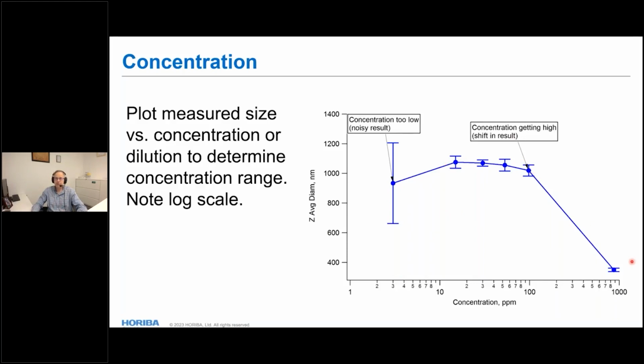And you'll see the results shift as your concentration gets too high. Notice I'm using a log scale here. And so one of the nice things about dynamic light scattering is that we can operate over a very broad concentration range and still get reasonably good results.